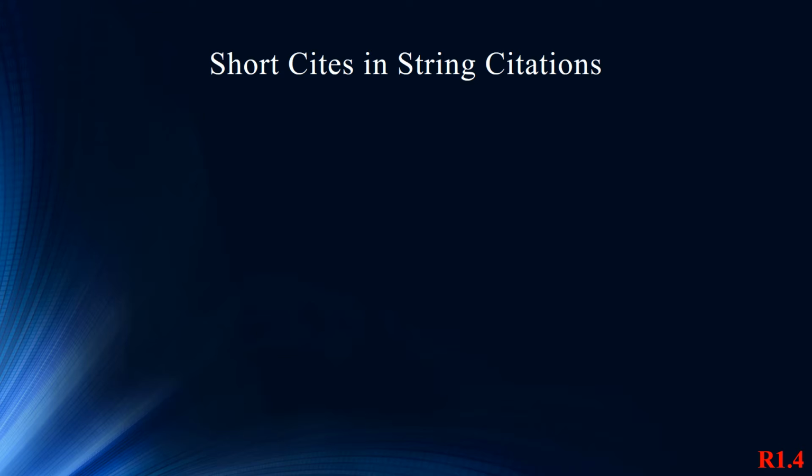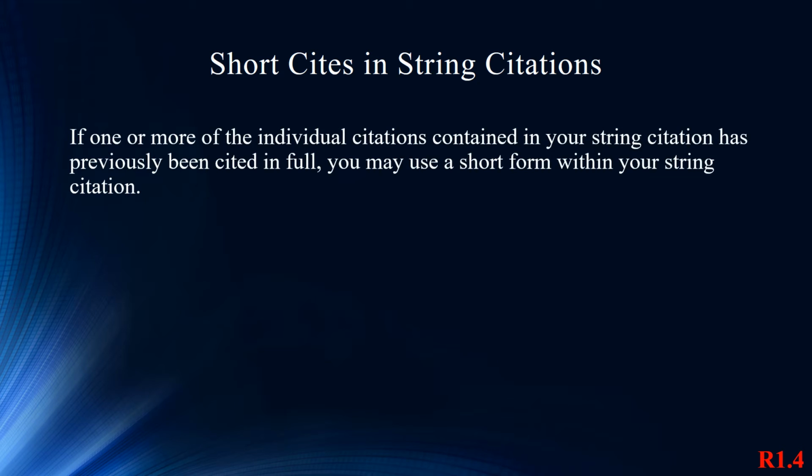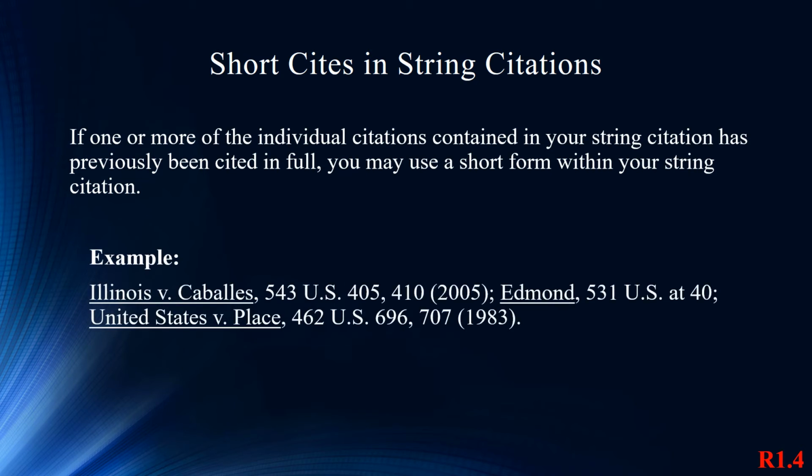Now that we know what string citations are, you can apply the short citing rules within string citations. If one or more of the individual citations contained in your string citation has previously been full cited, you may use a short form within your string citation. Here is an example of 3 cases that are string cited, with one case being short cited. Notice the second citation to Edmund is the short citation form of that case. The reader would know Edmund has been full cited earlier in the paper, thus a short citation, even in a string citation, would still be proper.